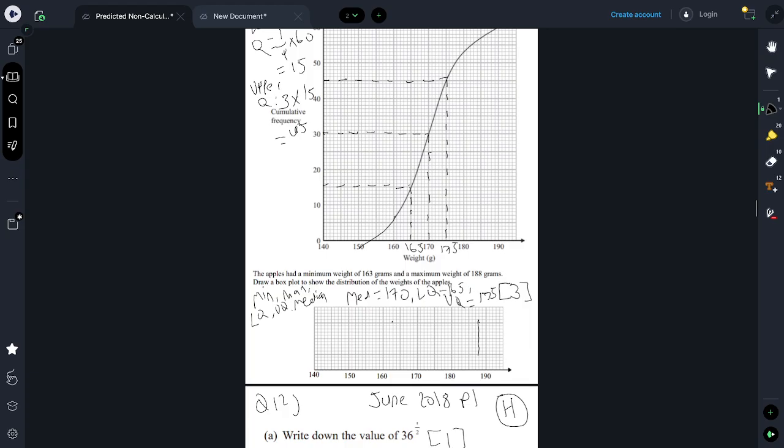Oh God, I got rid of it. I didn't mean to. So the minimum was 163, so it'd be here. There we are. So the lower quartile is 165, so it goes to there. And then we have a box here. And then we need to go towards the median, which is 170. With a nice ruler, of course. So then you draw it up to the median.